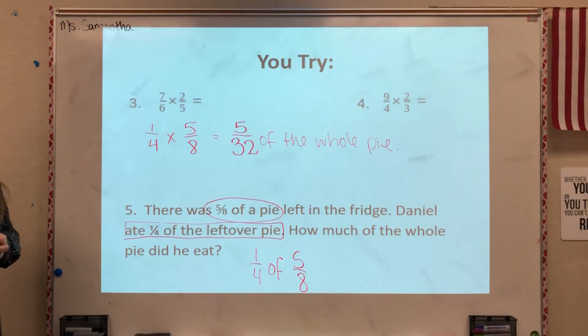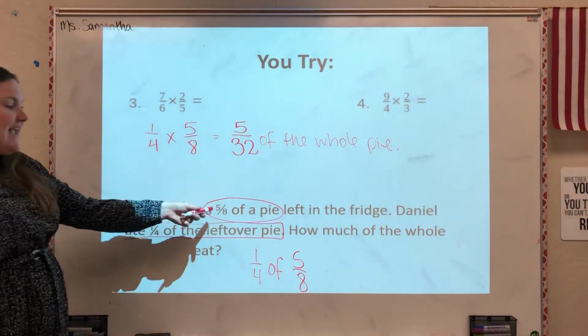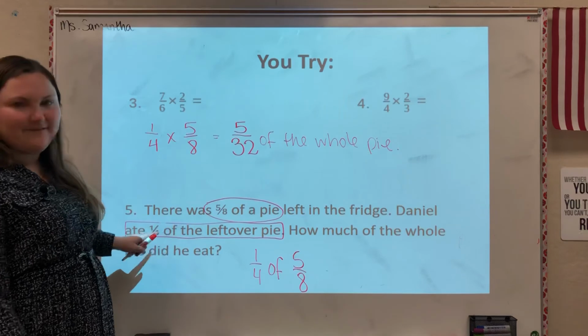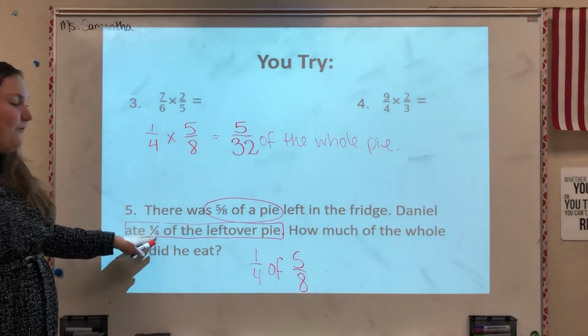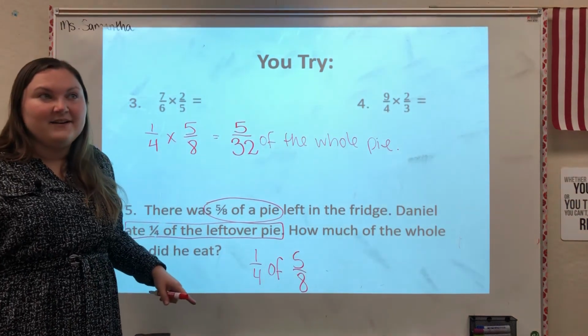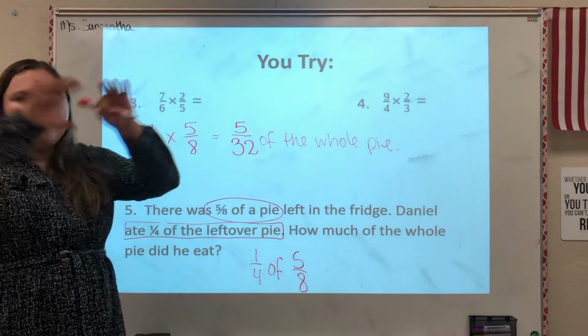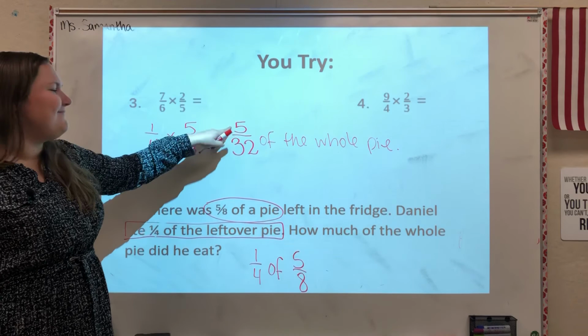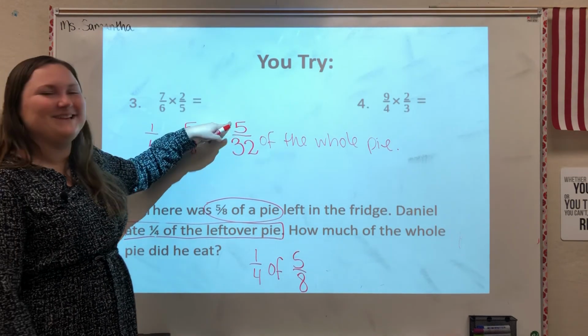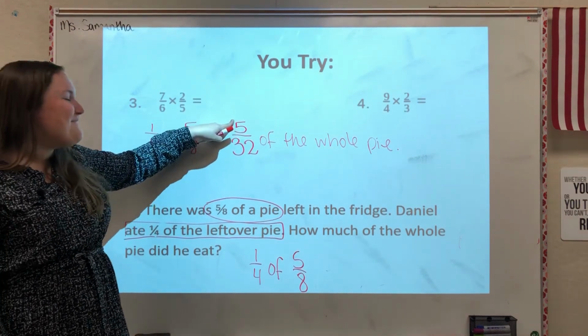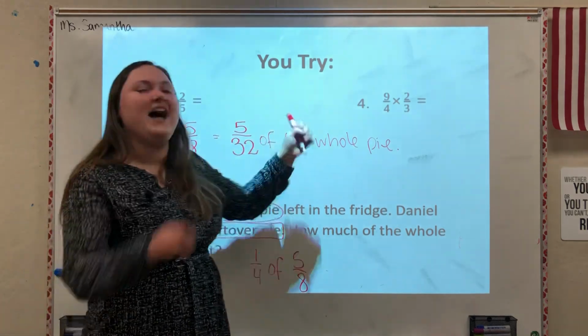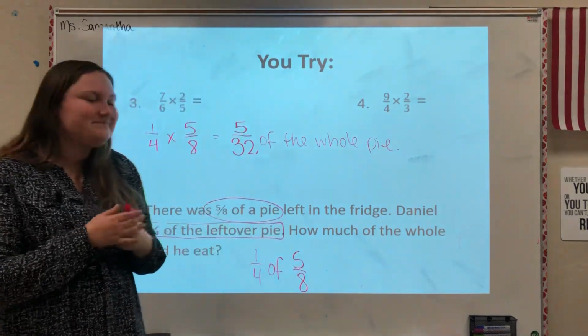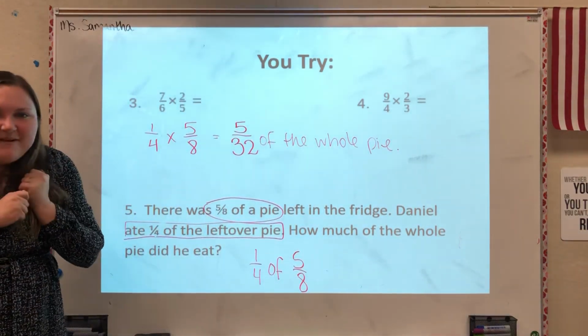Putting that of the whole pie is important because we know he ate 1/4 of the leftover pie, but that was out of the leftover part. We're talking about that whole pie, that original pie. He ate 3, I must need to go home because that's not a 3, but he ate 5/32 of that whole original pie. That is the last practice problem I've got for you guys.